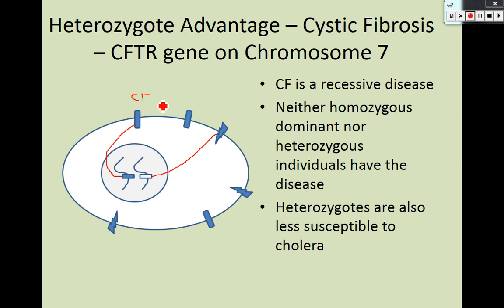But this means, and we're going to learn this a little later, you have the possibility of passing on this non-functional gene to your children. And if you pass along that non-functional gene and you mate with someone else who has a non-functional gene who's heterozygous, there's a chance that your child could end up with two non-functional genes and end up with cystic fibrosis. So, and we're going to talk about that a little later as we talk about how genes are passed on.